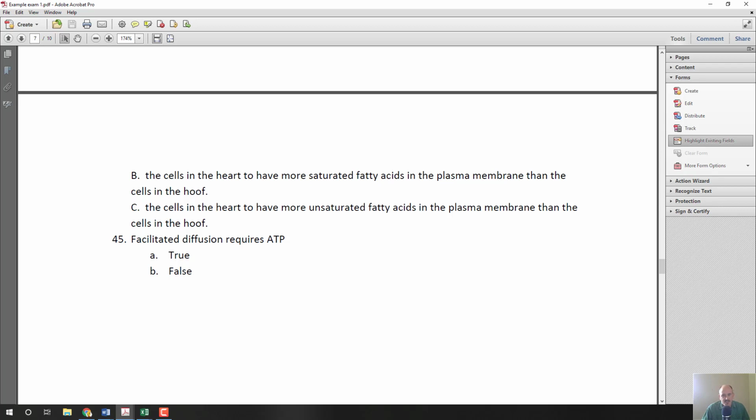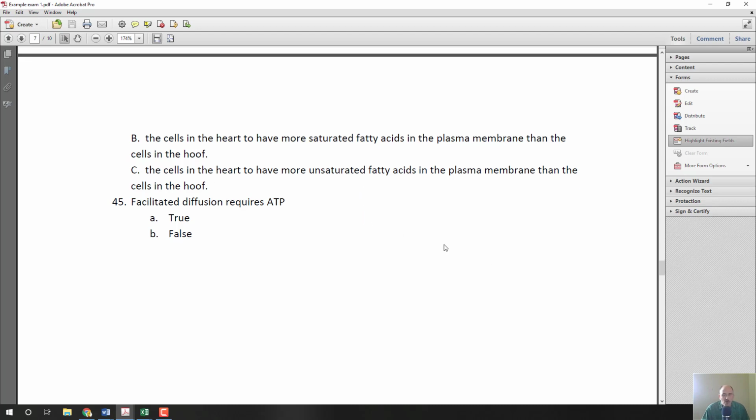Saturated fatty acids, as you know, are straight. They compact together really tightly, so you wouldn't want them in your hoof because that would mean your hoof would freeze more easily, whereas if there's curves in them, they won't pack together so tightly. But that's more likely a question for our second exam this semester. Same with number 45, which is false.